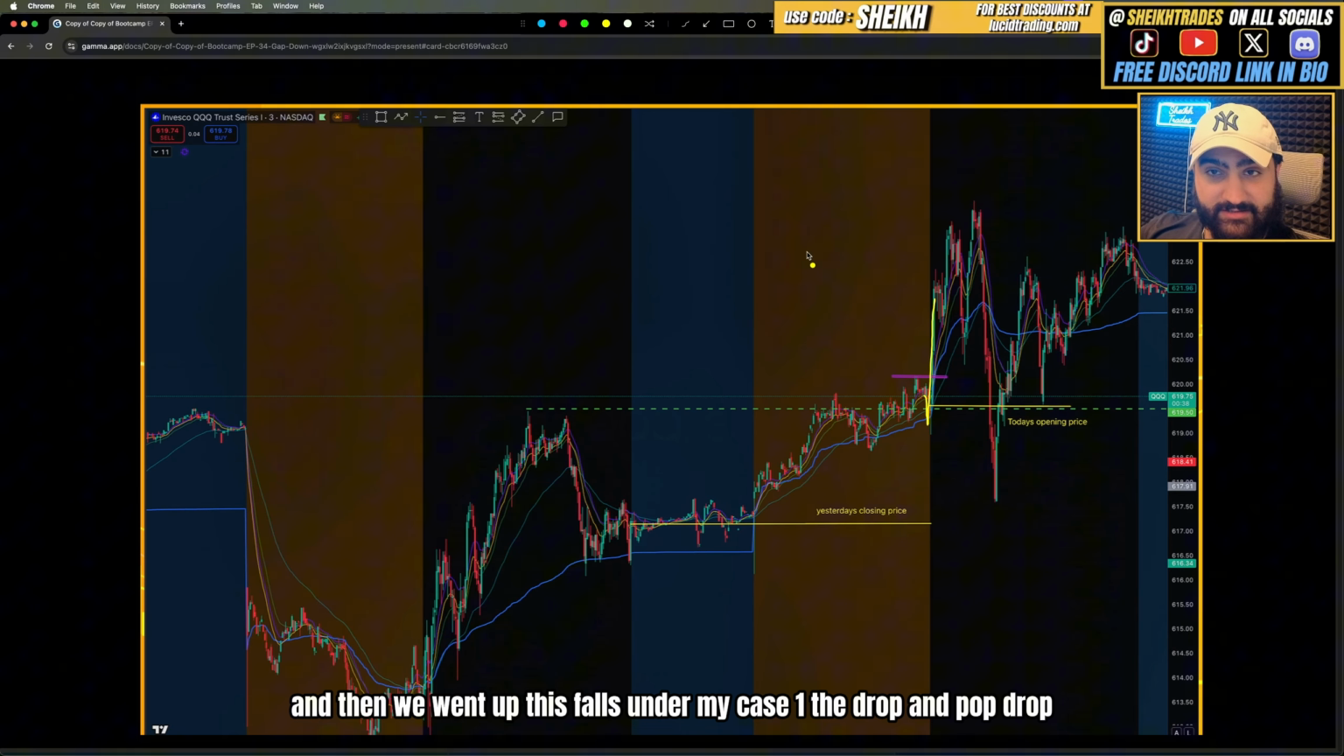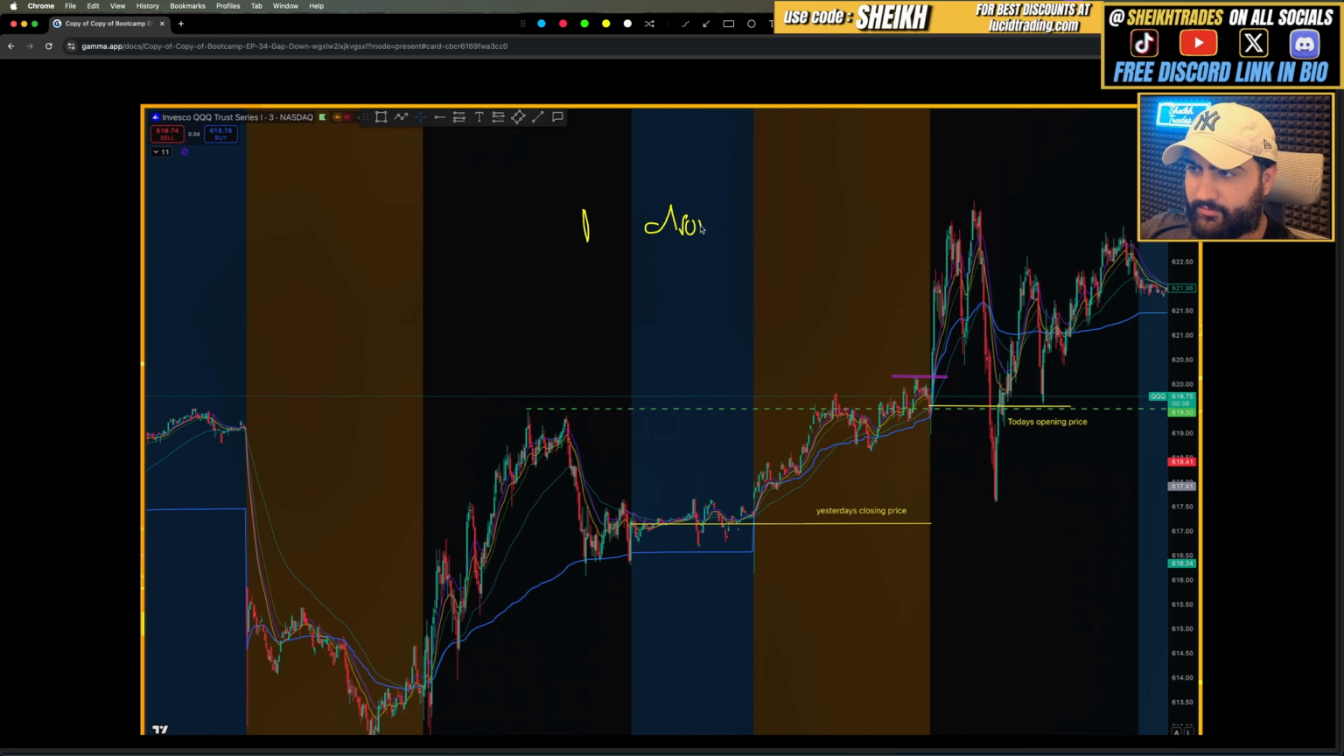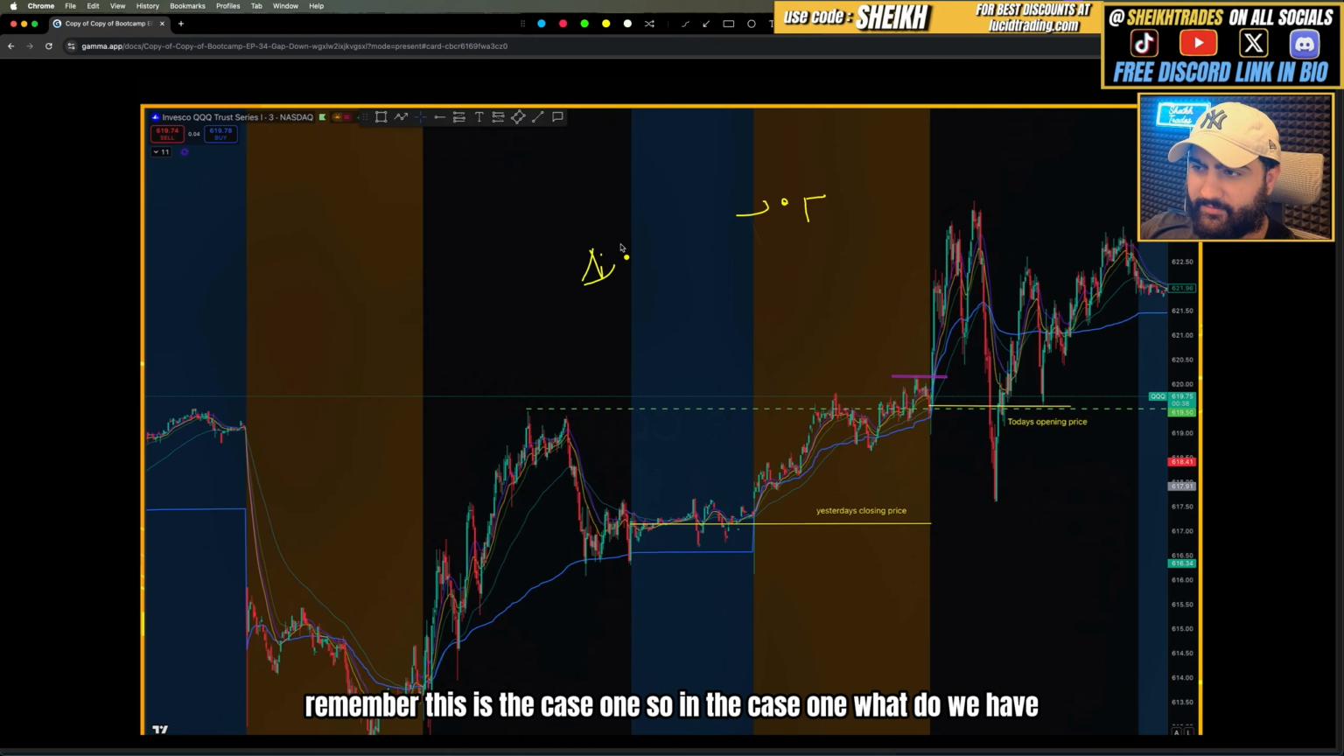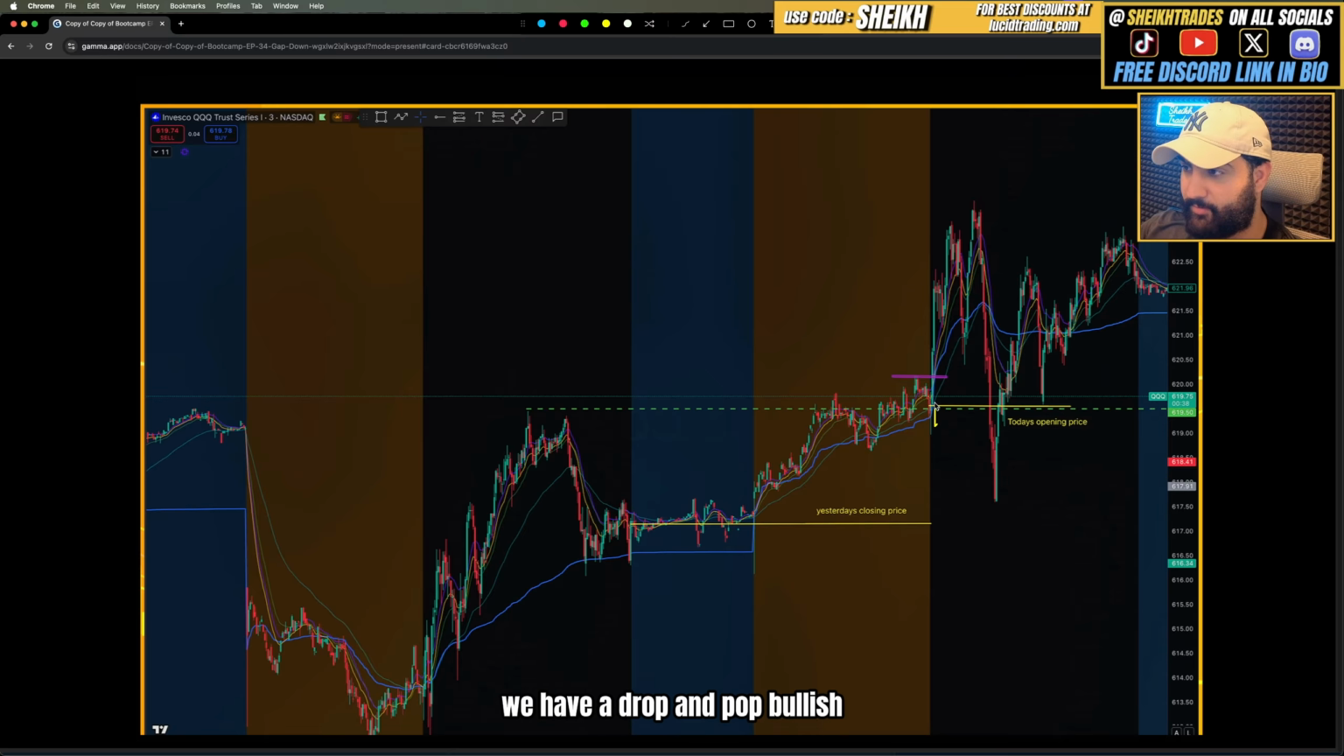This falls under my case one, the drop and pop. Drop, pop. This is my case one. Remember, this is the case one. So in the case one, what do we have? We have a drop and pop, bullish. That's why I took longs on this day.